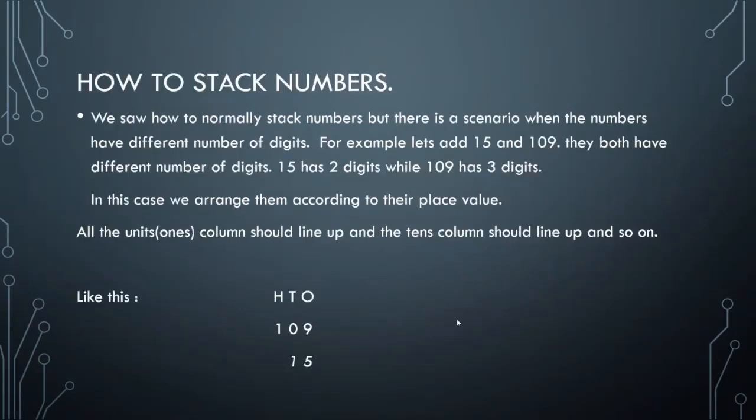We saw how to normally stack numbers, but there is a scenario when the numbers have a different number of digits. For example, let's add 15 and 109. They both have different number of digits. 15 has 2, while 109 has 3. In this case, we arrange them according to their place value, so the units or ones column should line up and the tens column should line up, and so on and so forth. Like this, the ones column has 9 and 5. The tens column has 0 and 1. The hundreds column has 1 because there's no more tens.